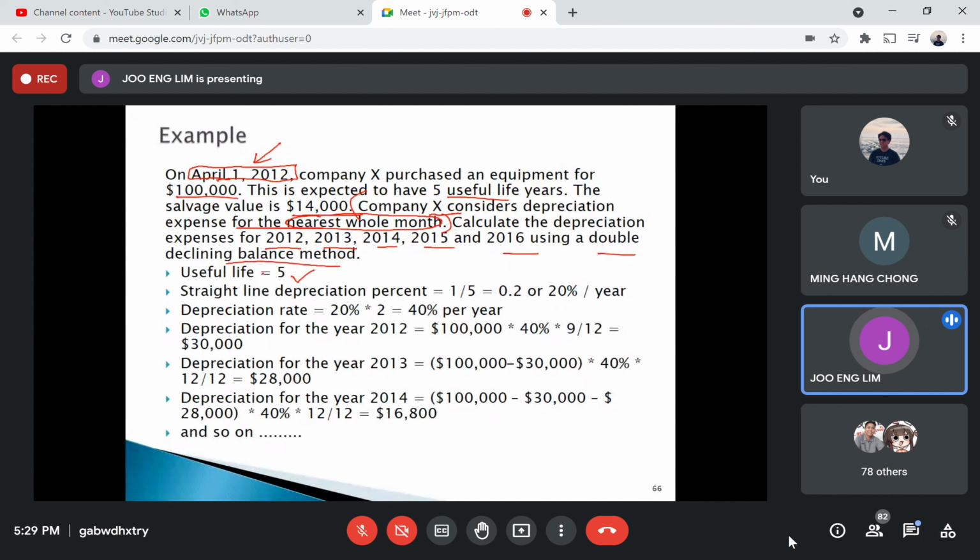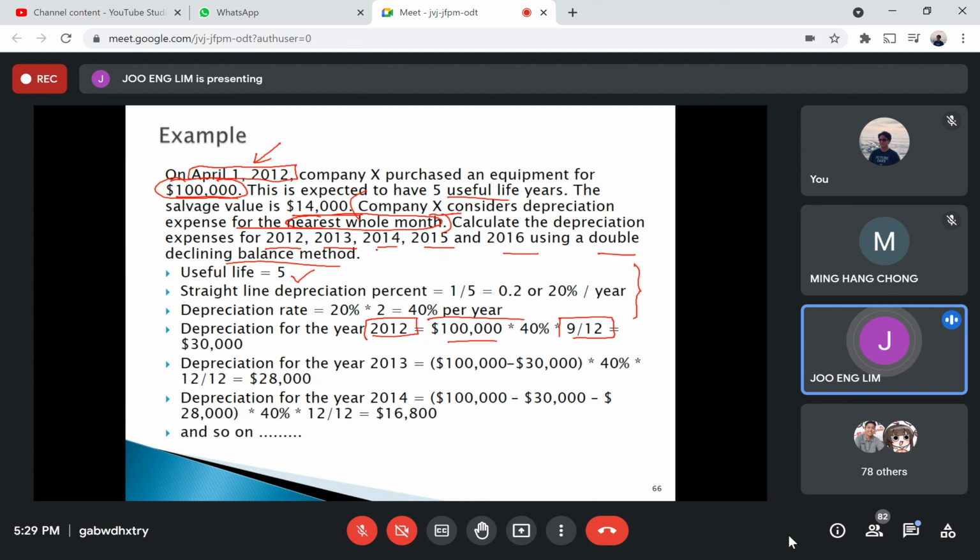So useful life is 5. Straight line is 1/5. Therefore, you get 40%. So this is clear already. We got to do it one by one. We got to do now 2012. In 2012, your machine is bought at this cost, right? So 100K times 40%. This is the rate. Take note on this. When you are in 2012, the machine will not be used for a full year, right? So this is yearly. Can you see the 40% is yearly?